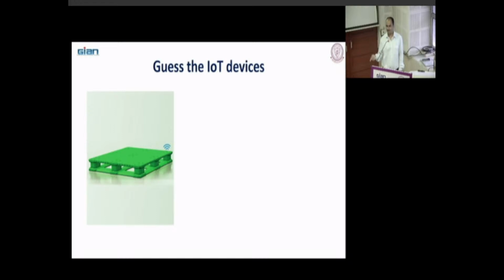Smart cart, smart watch. Why do we name it as smart? Because it is connected to the internet. That's why they are connected IoT devices. It is connected over the internet. That's why it's a smart pallet.